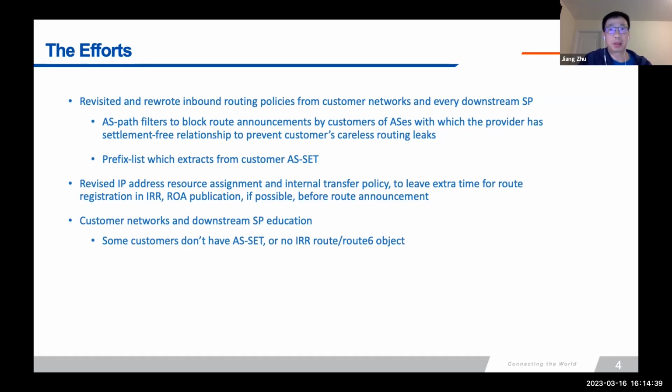And we updated the AS path filter to block route announcements that might potentially lead to route leaks, such as adding an AS path filter to block AS paths which have a settlement-free relationship with China Telecom. That might be the first step, the easiest way to filter most of the customers' careless route leaks. And the second is that we regenerate all the prefix lists extracted from the customer ASN.